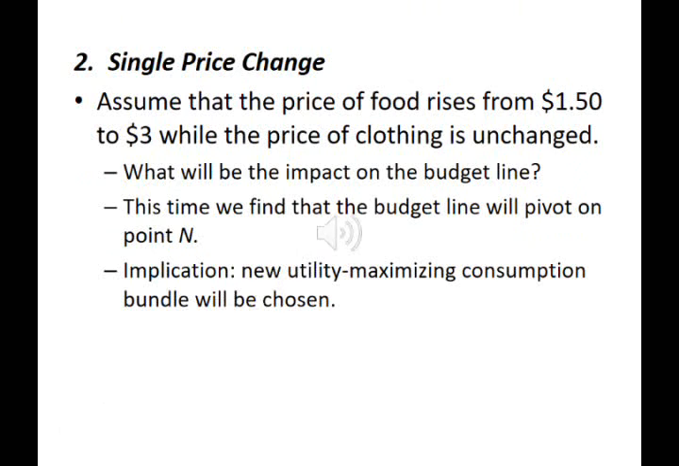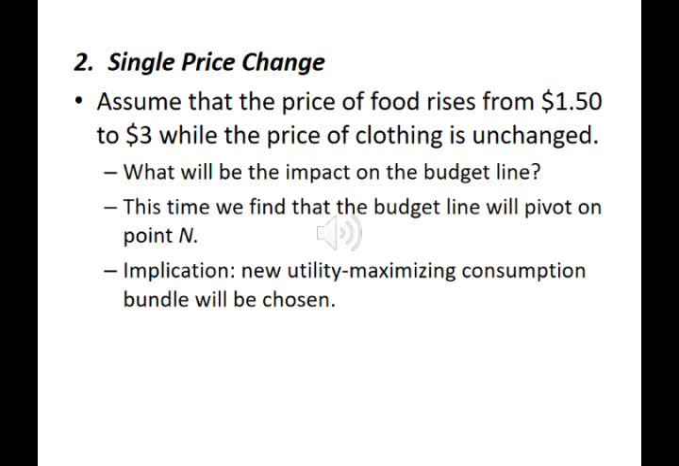Now let's look at a second application to our graph, which is a change in the price of food. Let's assume that the price of food rises from 1.5 to $3, while the price of clothing and the consumer's income are unchanged. What do you think will be the impact on the budget line? Which intercept will change and which will not?